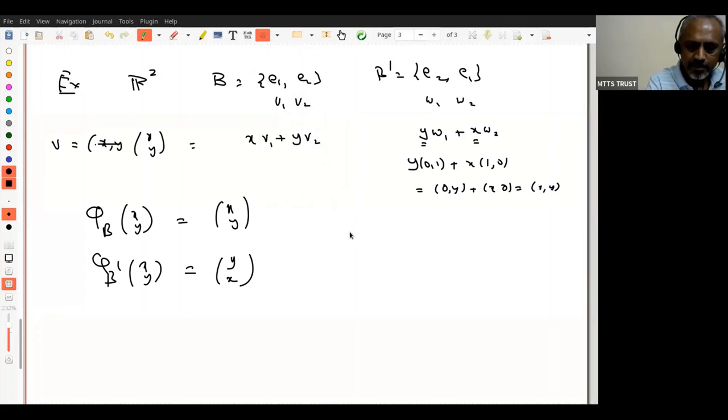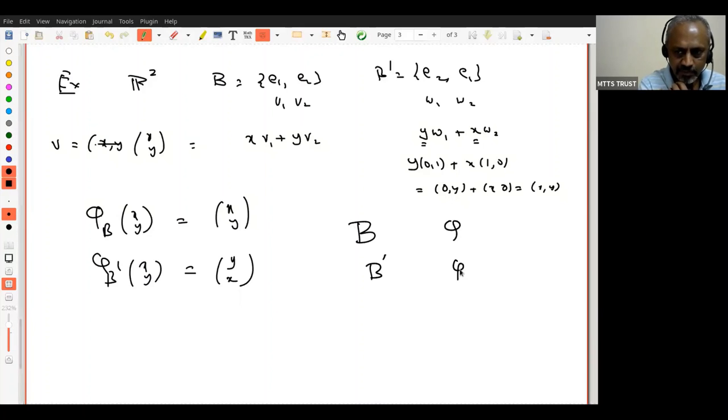Therefore, the coordinate map depends upon the order of the basis. It depends on the basis, because if I choose a different ordered basis, the coordinate map will be different. In particular, if I have an ordered basis B and interchange the order of B to get another ordered basis B dash, then the corresponding coordinate maps phi B and phi B dash will be different. That's what we just now saw, even though the underlying basis is the same.